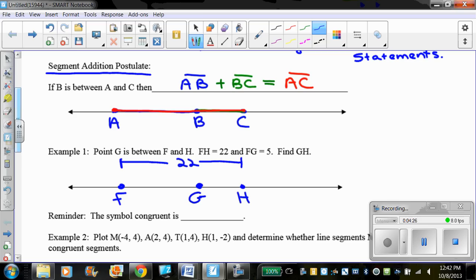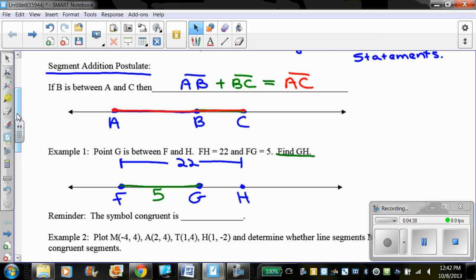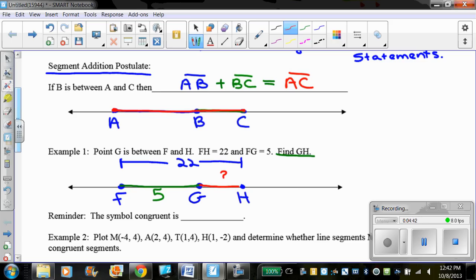And it's also saying that FG, and I'm going to switch colors here, FG from here to here is 5 units. They want us to find GH. So they're trying to have us find this length right here. This is the big question mark, right?